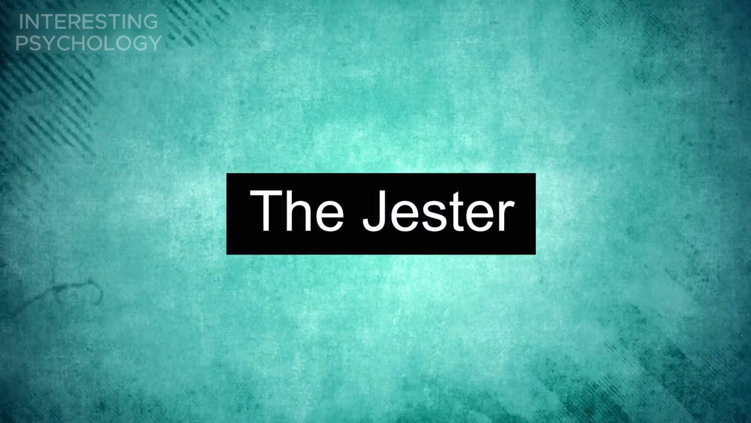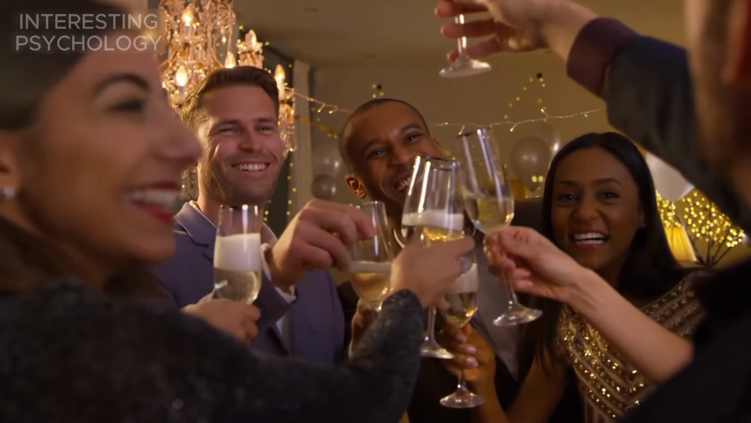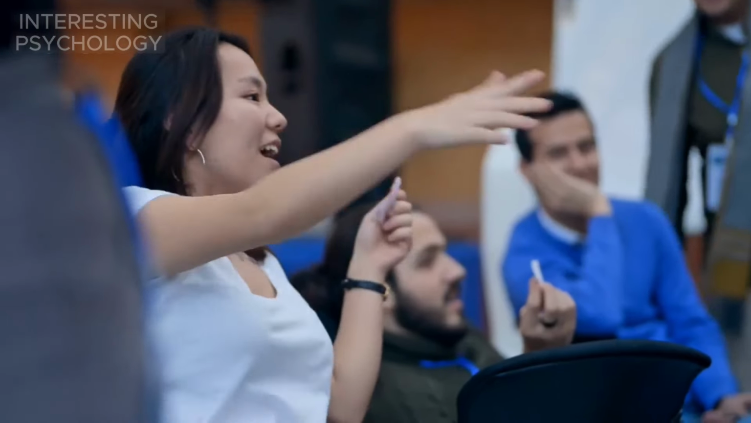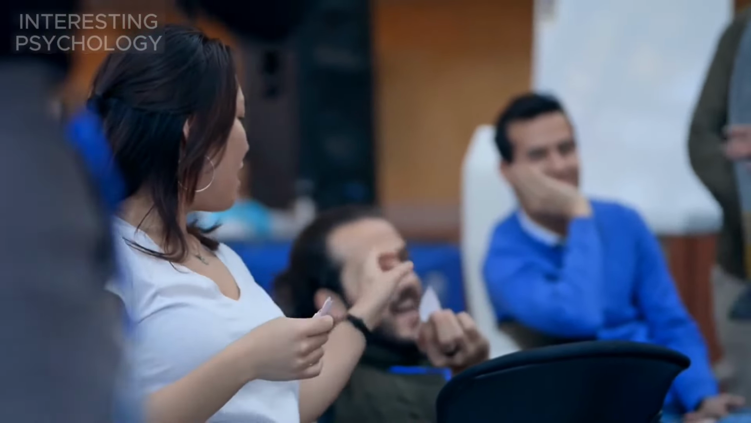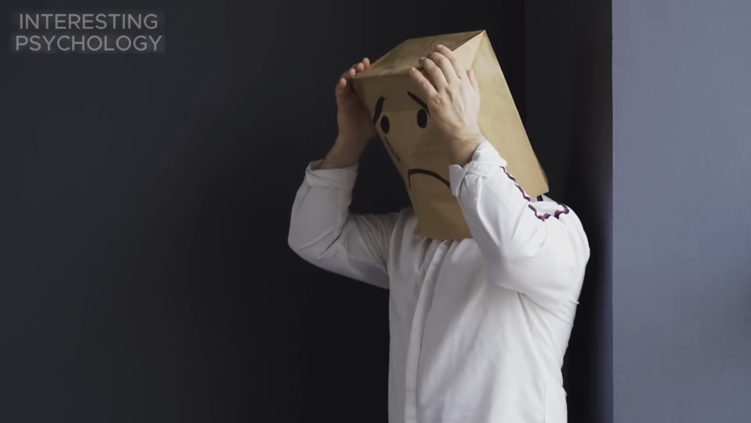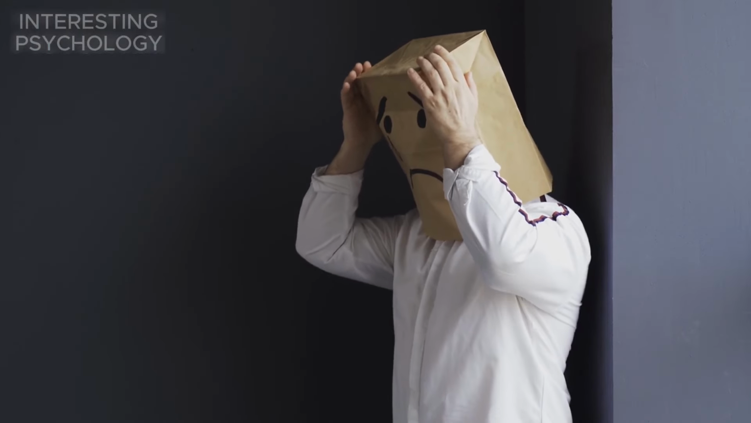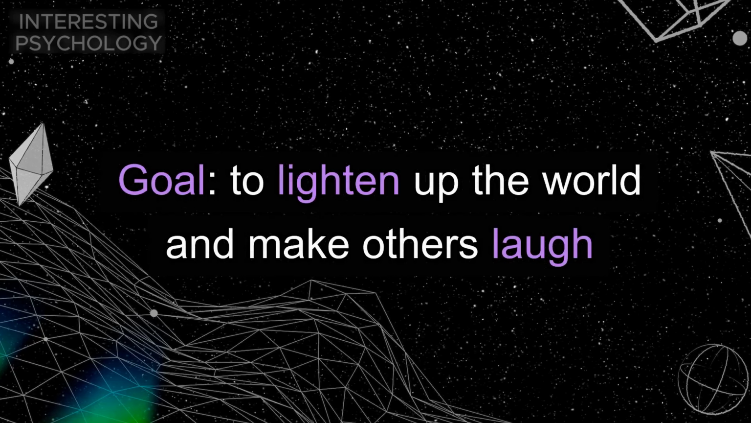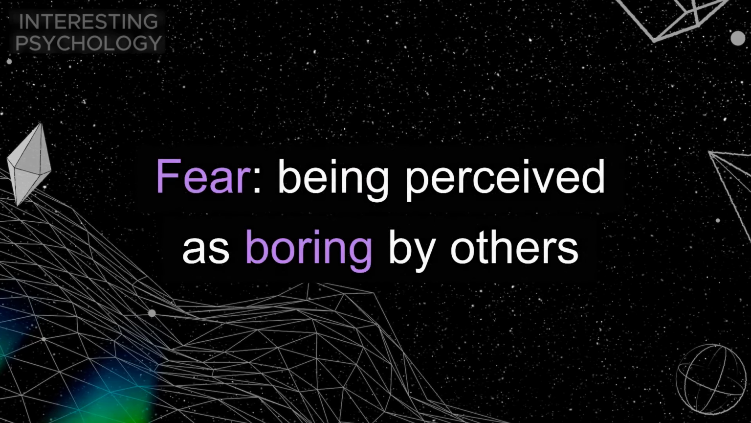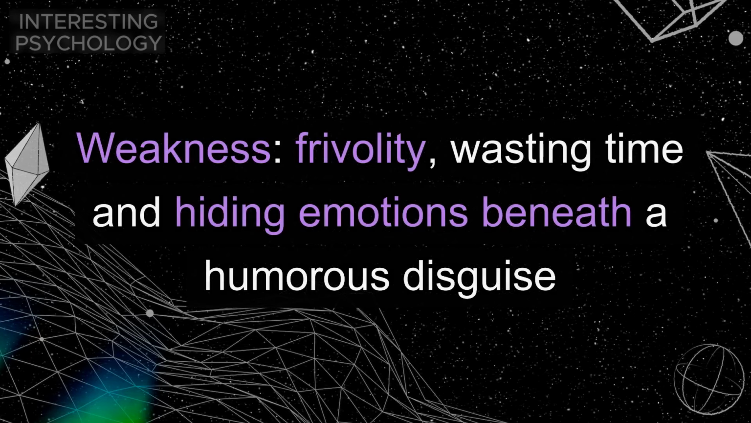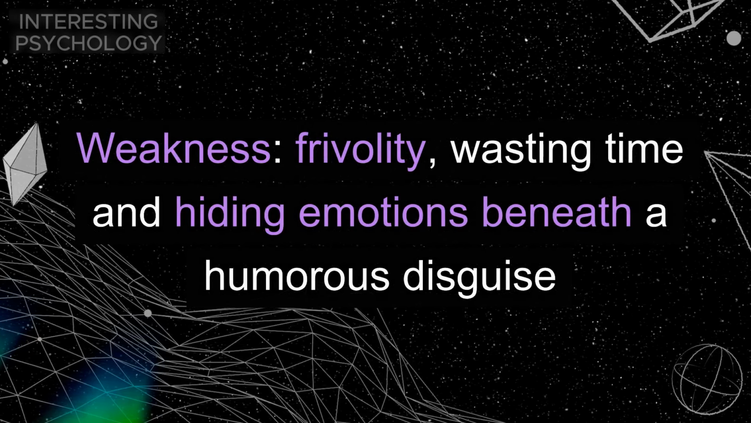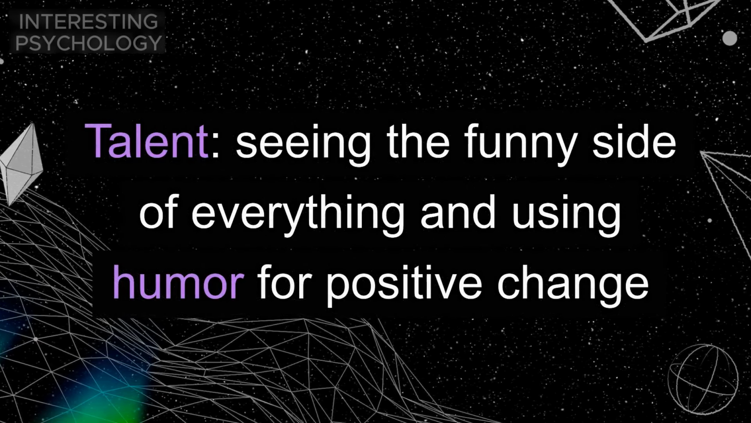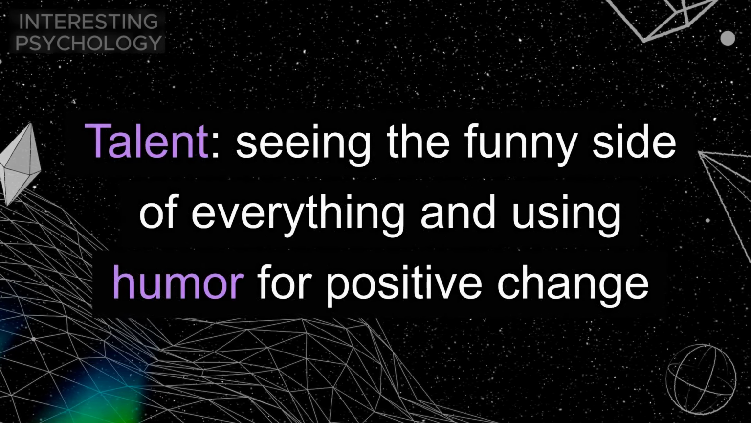Number 9, the Jester. The Jester loves to liven up a party with humor and tricks. However, they have a deep soul. They want to make others happy and can often use humor to change people's perceptions. Sometimes, however, the Jester uses humor to cover his or her own pain. Goal: to lighten up the world and make others laugh. Fear: being perceived as boring by others. Weakness: frivolity, wasting time and hiding emotions beneath a humorous disguise. Talent: seeing the funny side of everything and using humor for positive change.